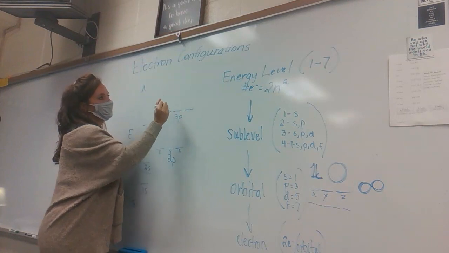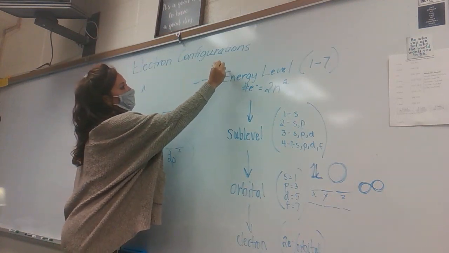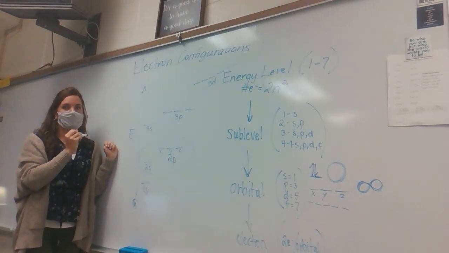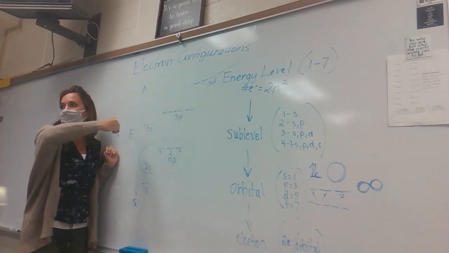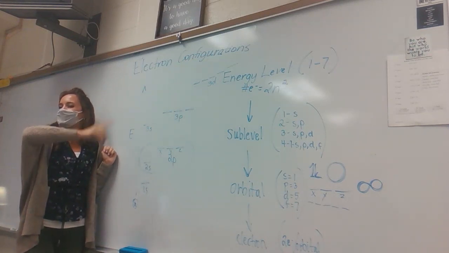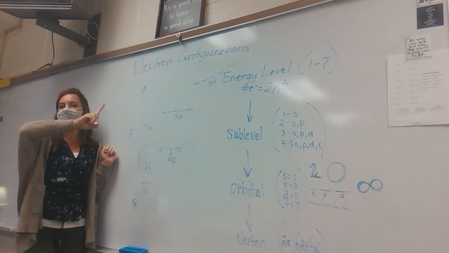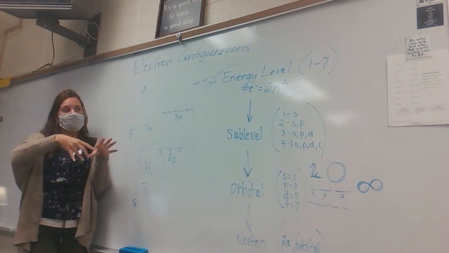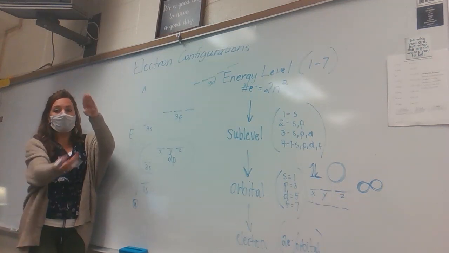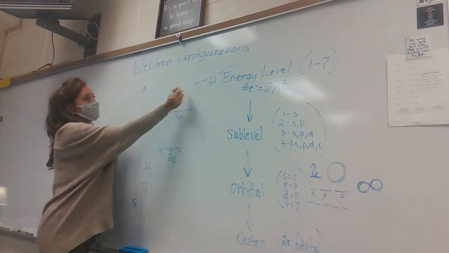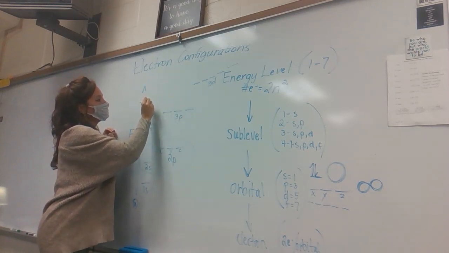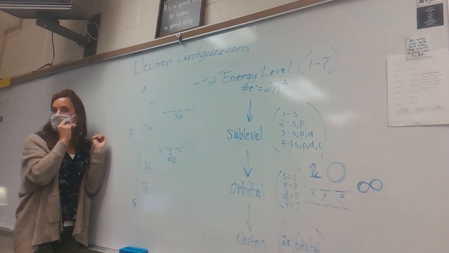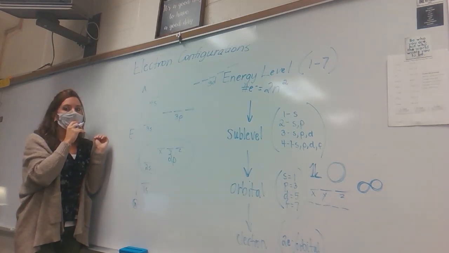then 3p, then 3d. That's the third energy level. But then this is where it gets tricky, because the fourth energy level, its s orbital, s sublevel, extends down below the 3d. So actually 4s is closer to the nucleus and gets filled before the 3d. Because it's an overlap.